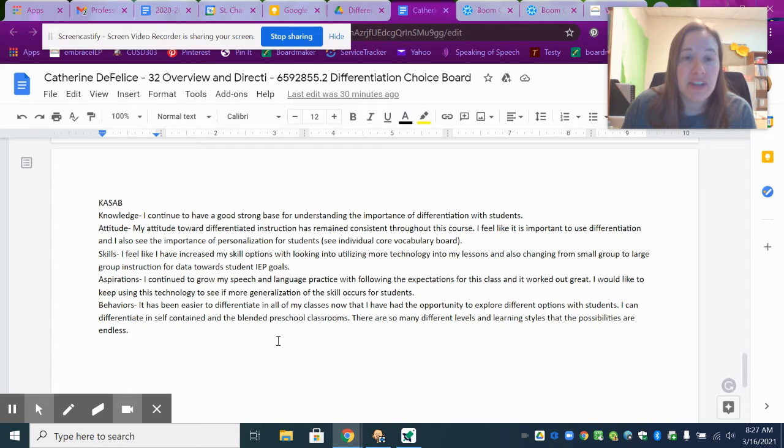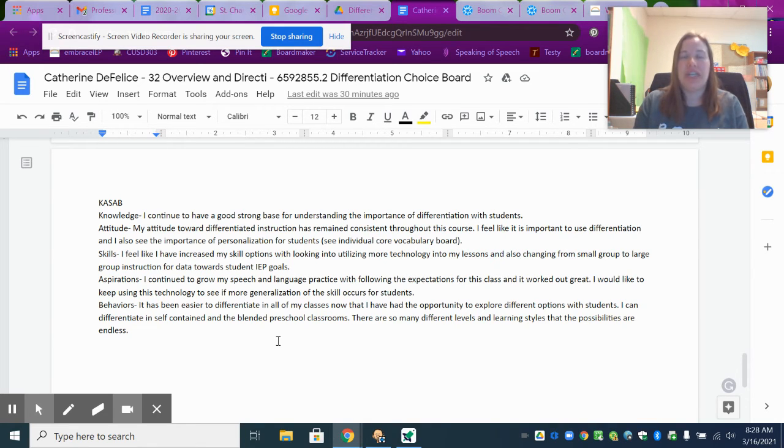My skills have increased, and I'm looking at utilizing more technology in my lessons and going from small group to large group to work on some of those student IEP goals. My aspirations continue to grow for my speech and language practice and following expectations for this class. I would like to continue using that technology to see if generalization can occur for students' language and expressive language skills.